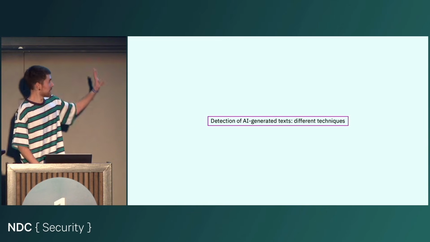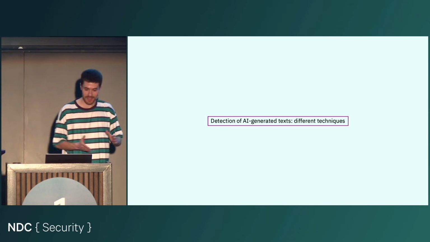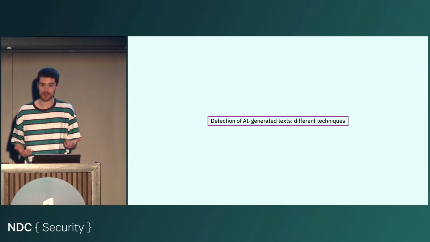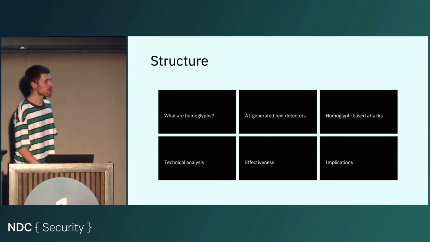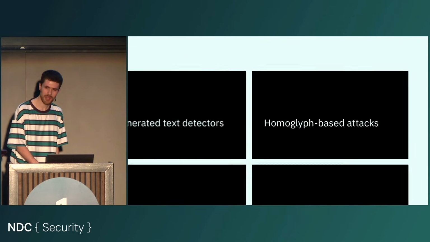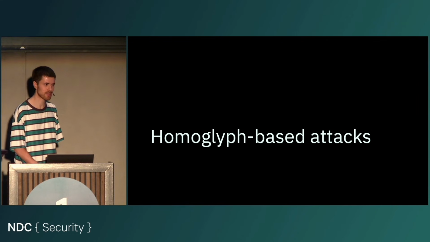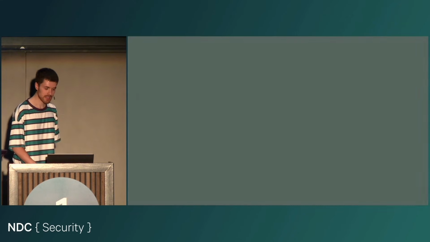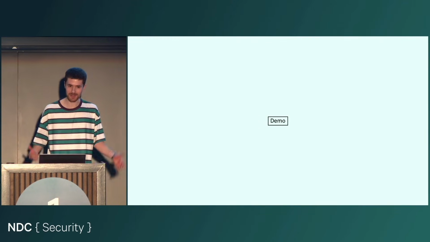So, general idea, pink box. The detection of generated texts can be done with different techniques, right? So now you can probably imagine, well, we have some homoglyphs here. What happens if we start using this thing to attack those detectors? What happens if we replace some of the characters? Well, let's do a demo. Let's see what happens, right?